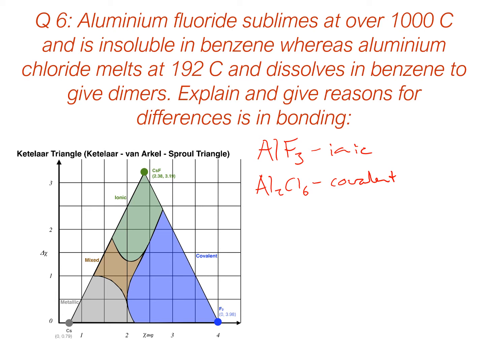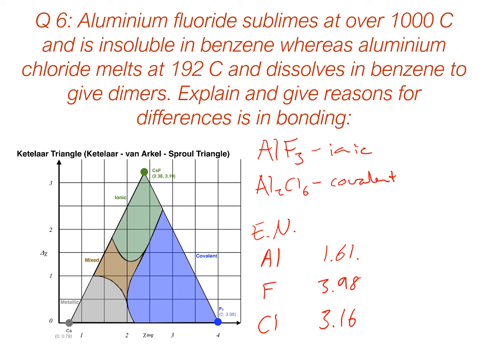So I've put the triangle here so we can draw on it. Let's get the electronegativities of the elements here actually, so you can do it along at home if you wish. So we've got aluminium, the electronegativity is 1.61. Fluorine, the electronegativity is 3.98, and chlorine, the electronegativity is 3.16.